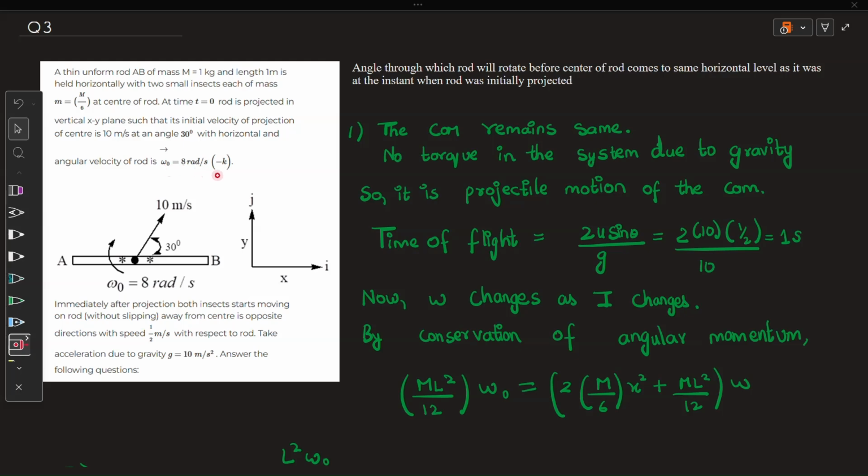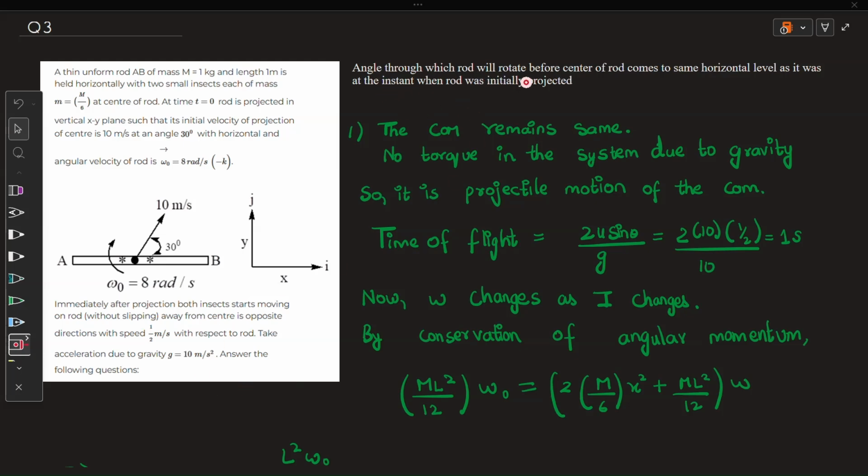And the angular velocity of the rod is 8 rad per second in the minus k cap direction. Immediately after the projection, both insects start moving on the rod without slipping, away from the center in opposite directions, with speed 1 by 2 meter per second with respect to the rod. Take acceleration due to gravity g as 10 meter per second square and answer the following question.